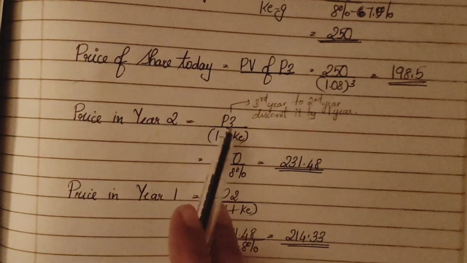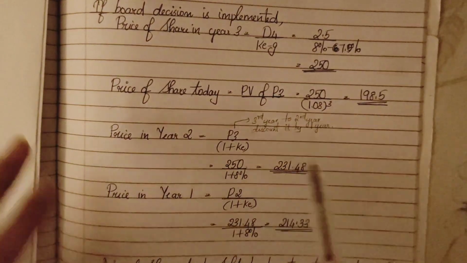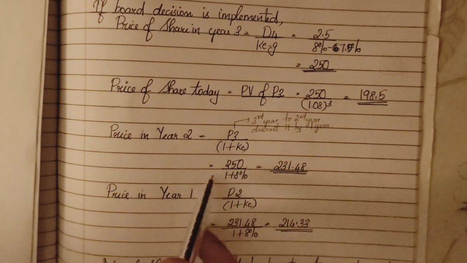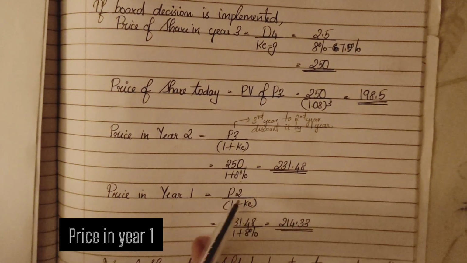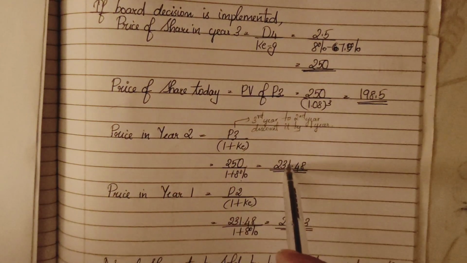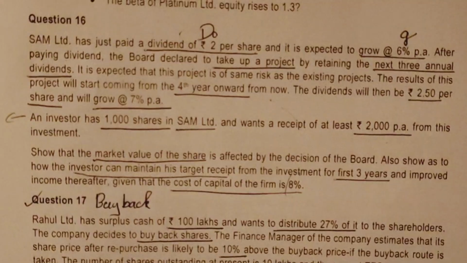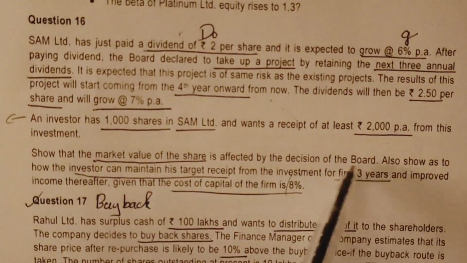Price in year 2 is P3 divided by 1 plus KE. P3 we already computed, 250 divided by 1 plus KE, 8%. Then price in year 1 is P2 divided by 1 plus KE. P2 is 231.48 divided by 1 plus 8% to 214.33. So we have analyzed the market value of shares if board implement the decision.